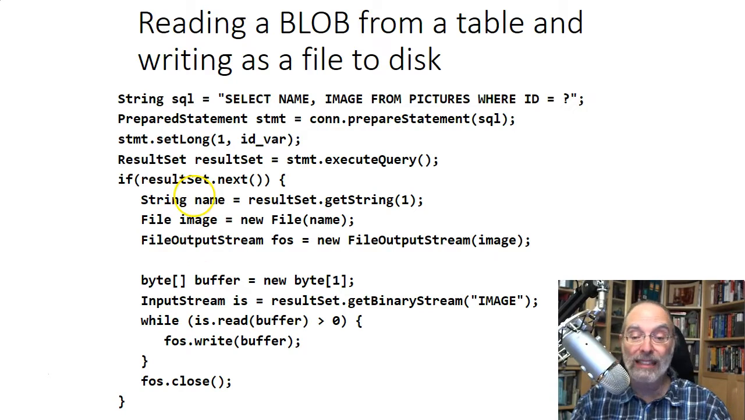So now I proceed. I create something called an input stream. The input stream allows me to access the binary data from the result set. So just as I had a pipe to a file, now I have a pipe going to the record in the database. And then with this simple while loop, I simply read from the input stream. So I'm reading from the database. My buffer means I'm reading 1 byte at a time.